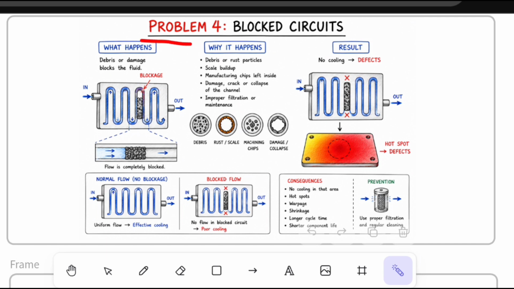Problem number 4 is a blocked cooling circuit. Debris, rust, scale, or internal damage can completely block the flow inside a channel. Once the flow stops, that section of the mold receives almost no cooling. The temperature rises quickly, creating hotspots. This can lead to dimensional defects, shrinkage, warpage, and inconsistent product quality. Good filtration and periodic flushing are essential to keep channels clear.